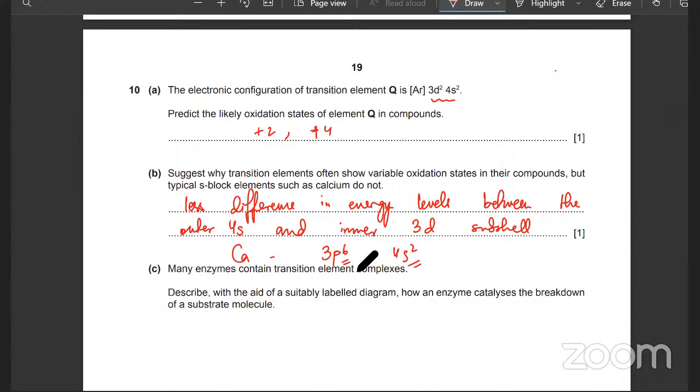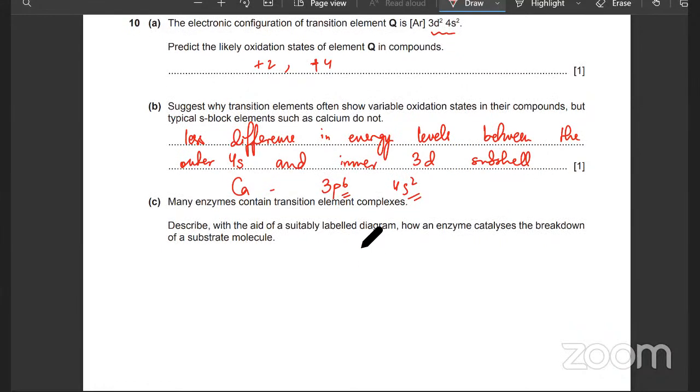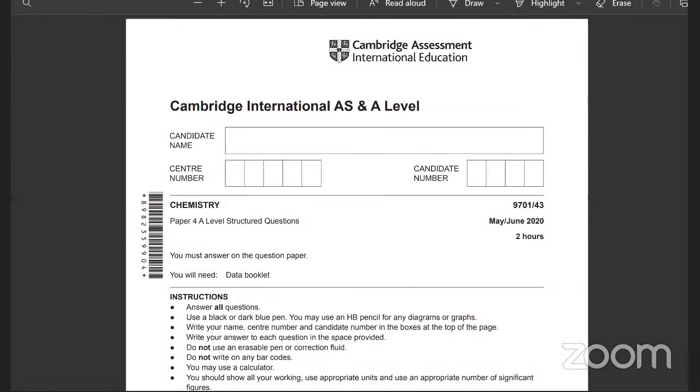Now, many enzymes contain transition element complexes. Describe with the aid of a suitably labeled diagram how an enzyme catalyzes the breakdown of a substrate molecule. Now, for this, you have to draw the lock and key model. So instead of drawing, I'll just show you the picture of a lock and key model that you have to draw, in the marking scheme. You have to draw an enzyme, an active site. You have to draw the substrate on which the enzyme is going to work.